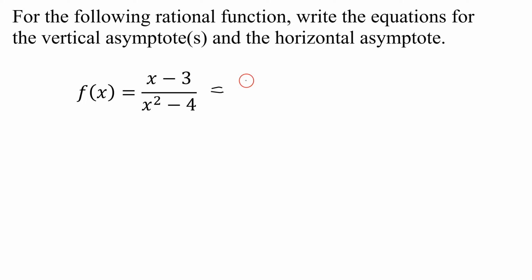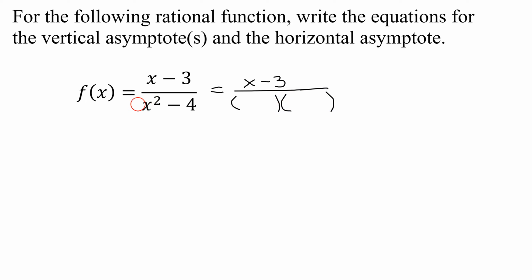So we need to factor everything. The numerator is already factored. Now let's look at our denominator. How many terms are there? There are two terms. The first term is a square, the last term is a square, and it's the difference of two squares. So this will definitely factor into two binomials.